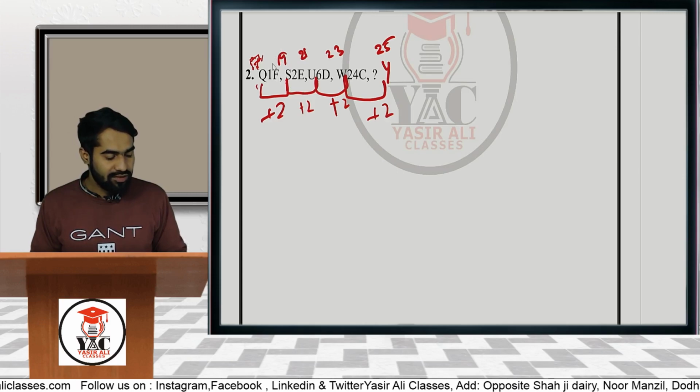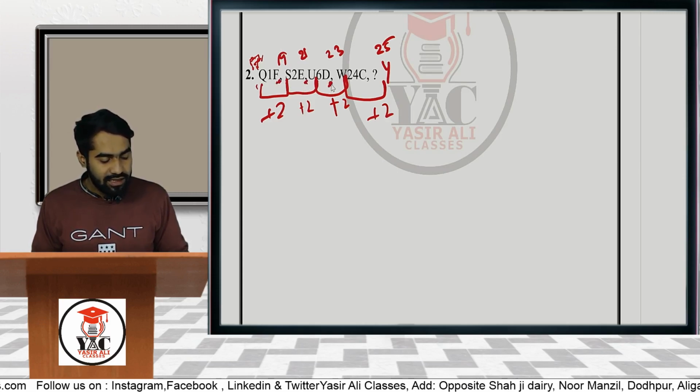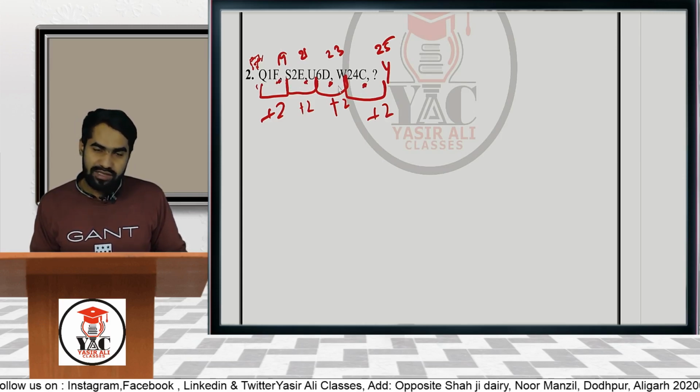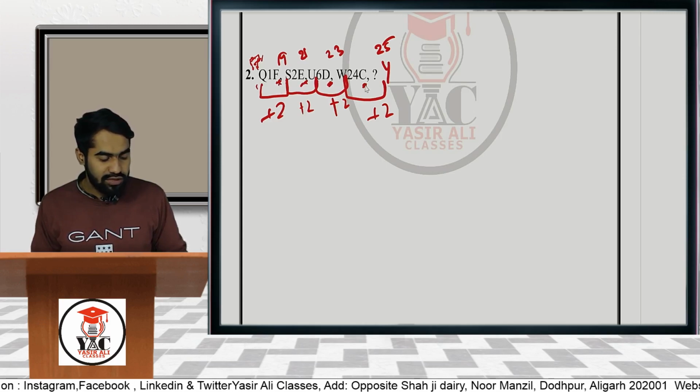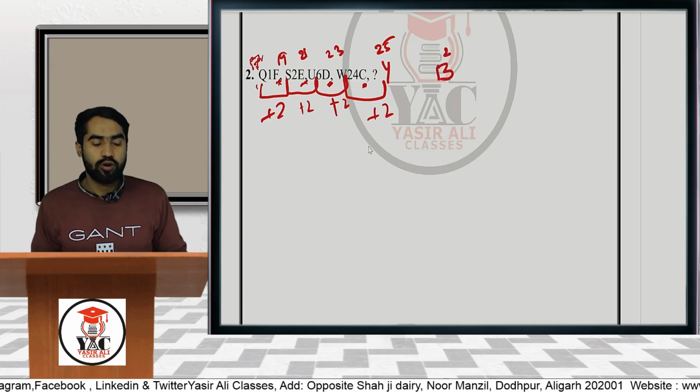Now if you see the other one, F, E, D and C, which means from F backward, E, one behind. Here F is on 6, E is on 5, D is on 4, C is on 3. What should be next? The next should be B, that is on the second position.